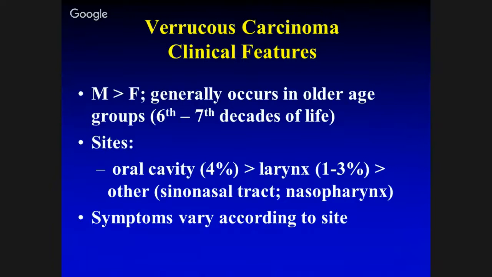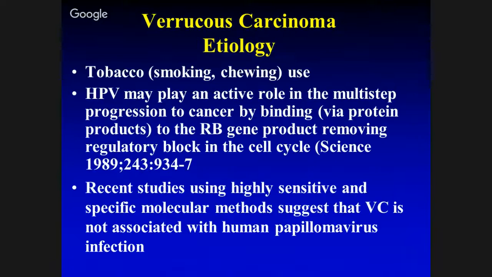Demographics are listed here. The sites are listed as well. Depending on the site, we get different clinical presentations. It is related to tobacco, smoking, and chewing. HPV, not necessarily. It impacts on the cell cycle as detailed here.